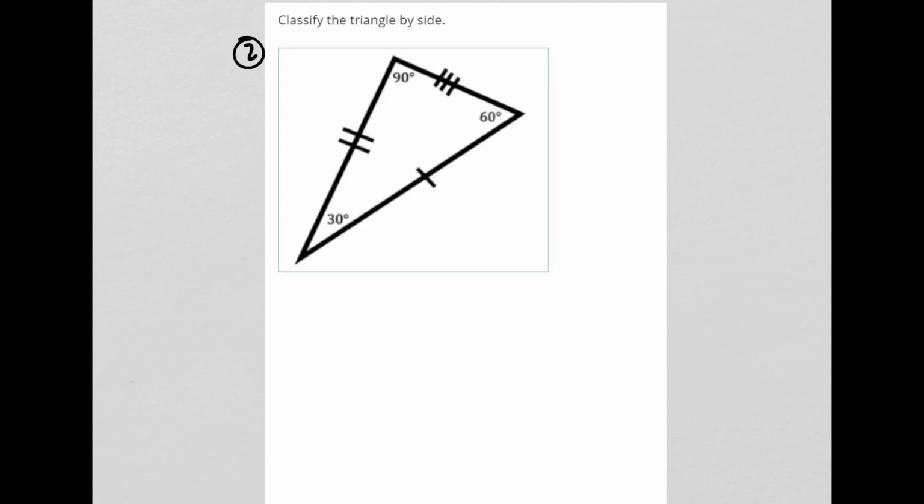So number 2 is just like that. I want to look at the number of tick marks. I have one side with 1, one side with 2, and one side with 3. Again, all 3 sides are different lengths, so that means that I have another scalene triangle.